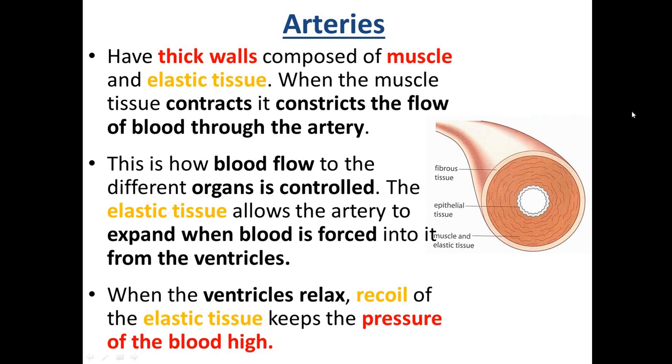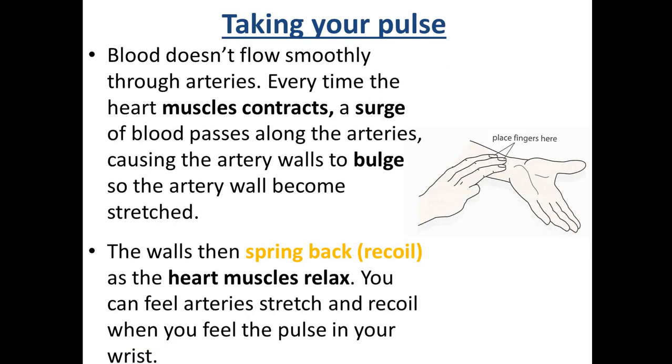Arteries have thick walls composed of muscle and elastic tissue. The muscle tissue can contract to constrict the flow of blood through the artery, so you can control the flow of blood to different organs. The elastic tissue allows the artery to expand when the blood is forced out in high pressure surges from the ventricles. Then when the ventricles relax, the elastic tissue allows the artery to recoil, which means that the pressure of the blood is kept very high.